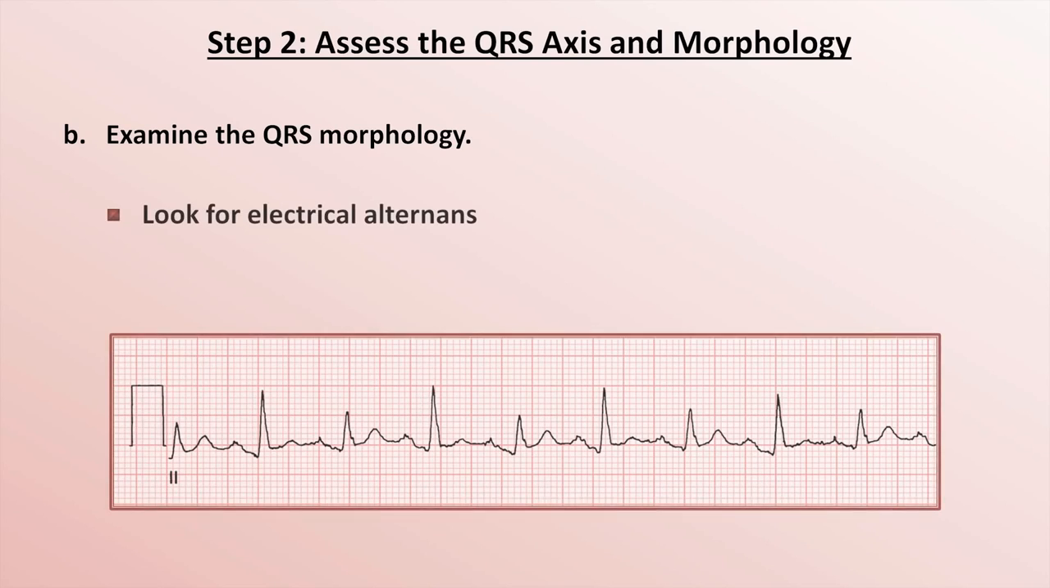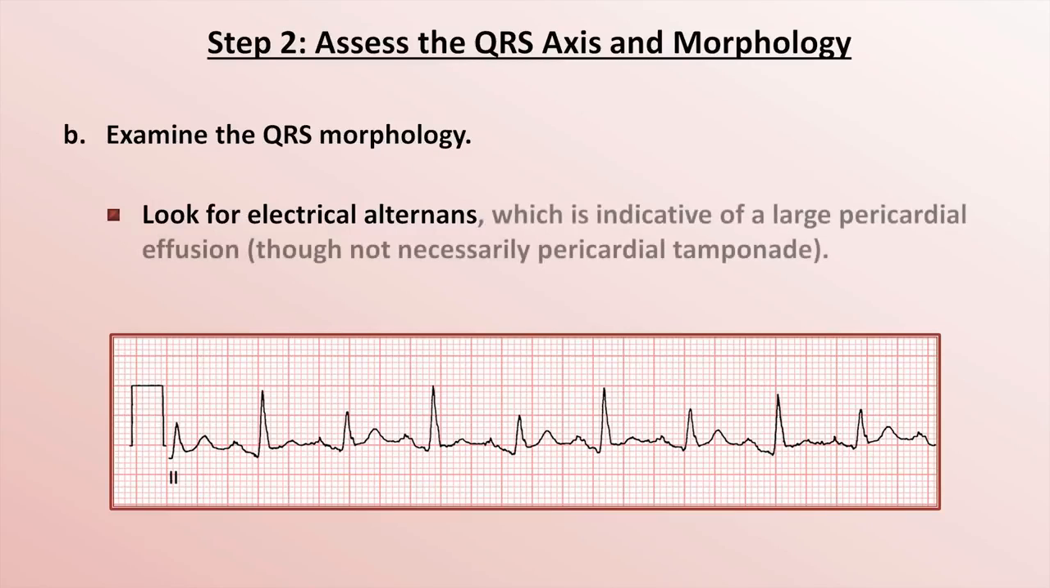Although it's rare, electrical alternans is an important diagnosis to be aware of. It's characterized by alternating amplitude of the various waveforms, usually most prominent in the QRS complexes. When the entire 12-lead EKG is available, one can actually see large alternating shifts in the QRS axis.